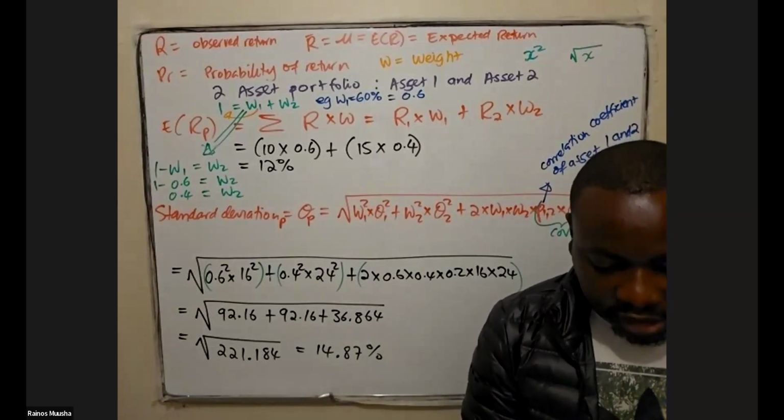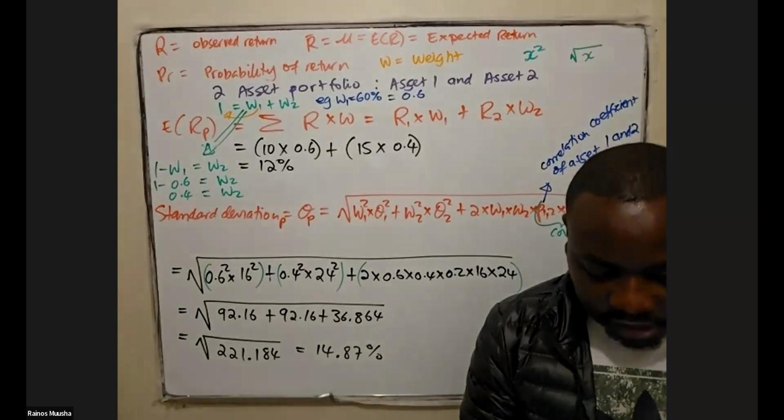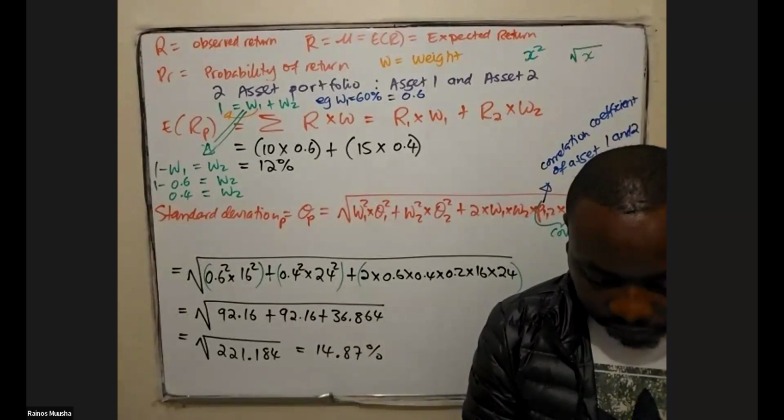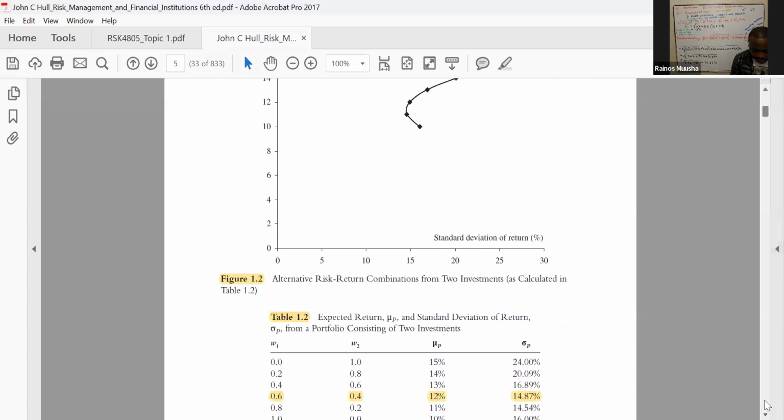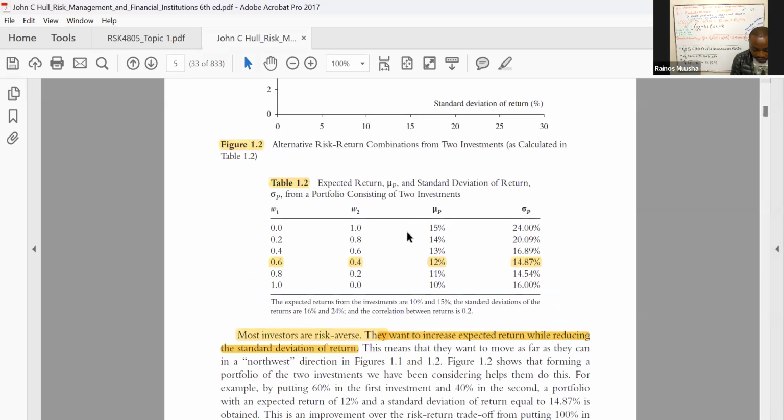So, in summary, they are now summarizing this combination of weights and returns. Remember, we have a combination of the weights and the returns and the expected return as well.